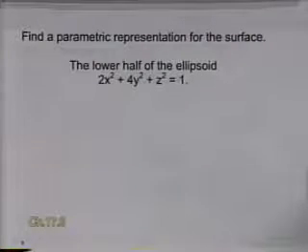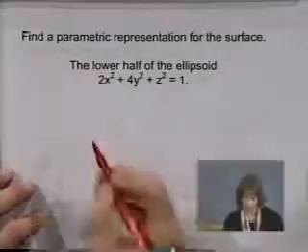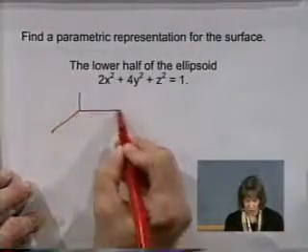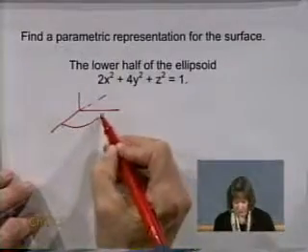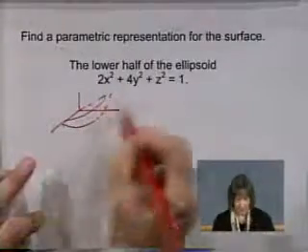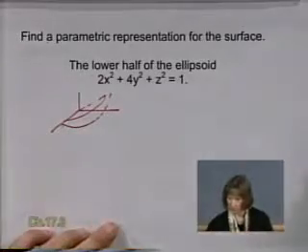How many parameters are there? 2. What does this ellipsoid look like? It looks like a football, right? But they want the lower half. So normally, when we draw an ellipsoid, you draw the whole thing. But we just want the part that's down here. You with me? The bottom half of the football. So we want the bottom half.